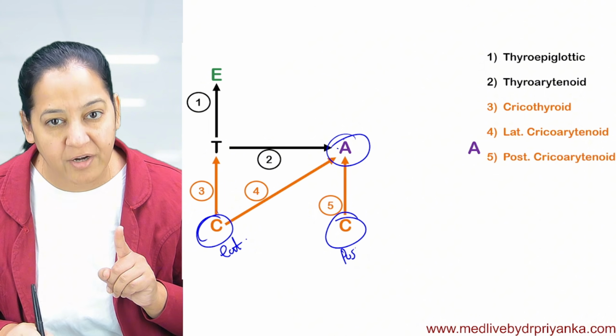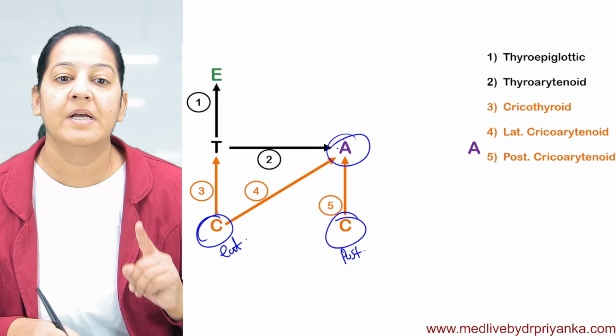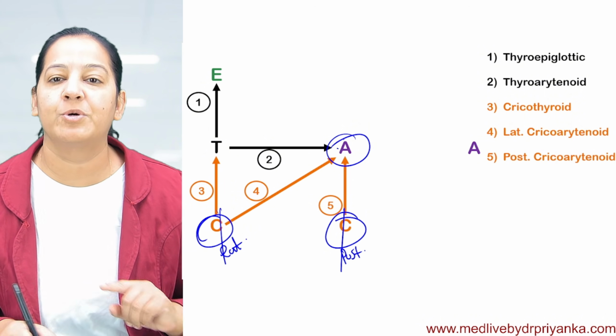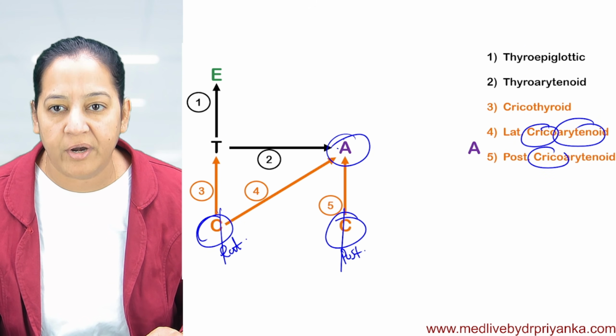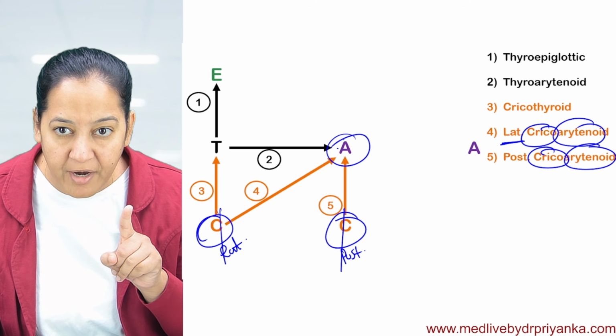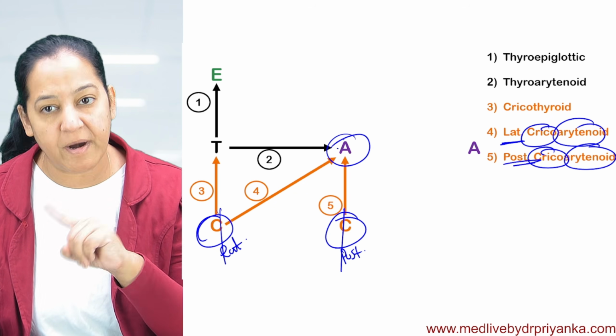Here the posterior part of the cricoid is connected with the arytenoid. So this is lateral cricoarytenoid. This is posterior cricoarytenoid. Both are cricoarytenoid. They are connecting the cricoid with the arytenoid. This is the lateral part of the cricoid with the arytenoid. This is the posterior part of the cricoid with the arytenoid.